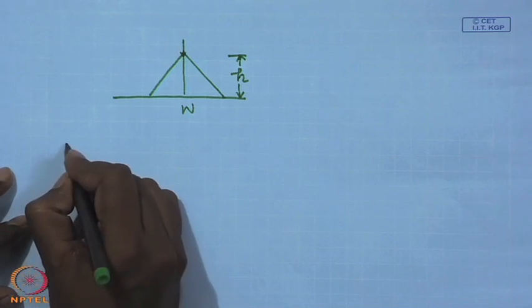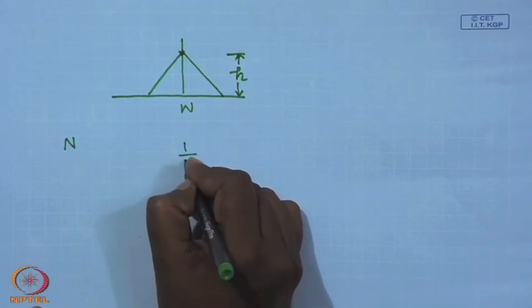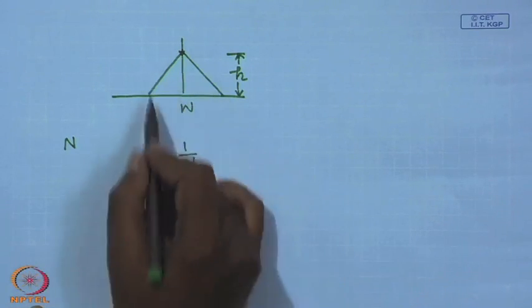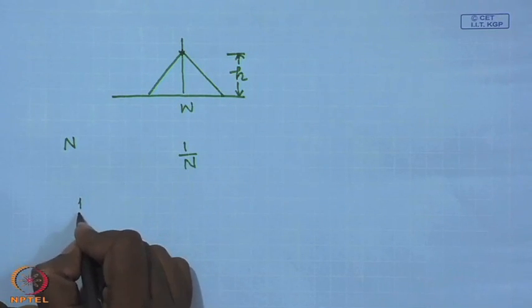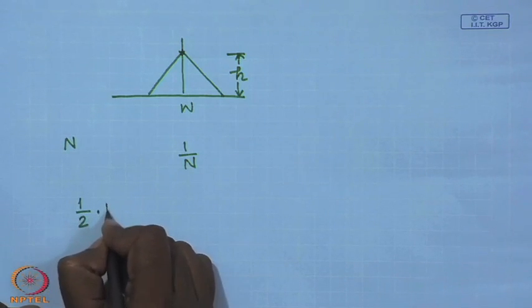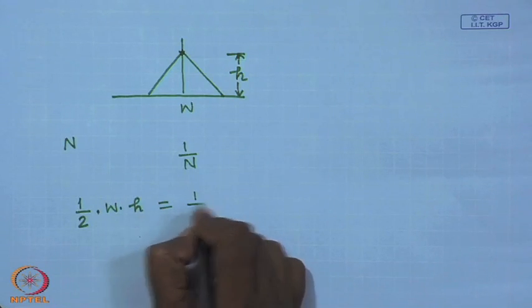Again, if I assume that I have a total of N samples given for the probability density estimation, I will have a total of N such windows, and the area of all these windows taken together has to be equal to 1. So, the area under a single window will be 1 upon N. Over here, the area of this triangular window is nothing but half into w into h, which has to be equal to 1 upon capital N.